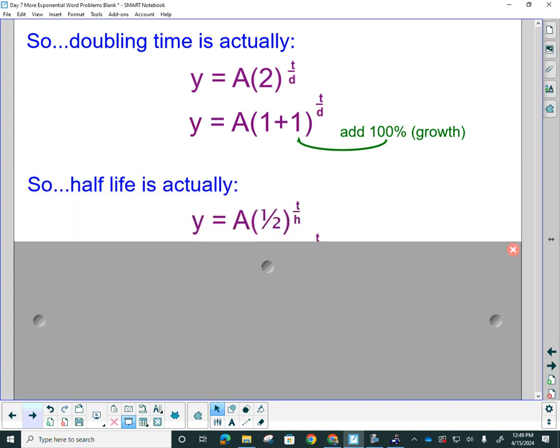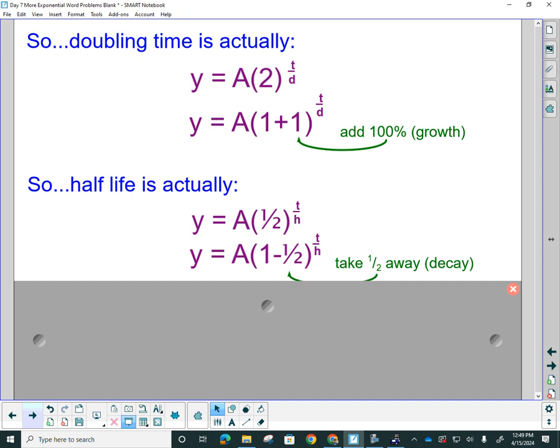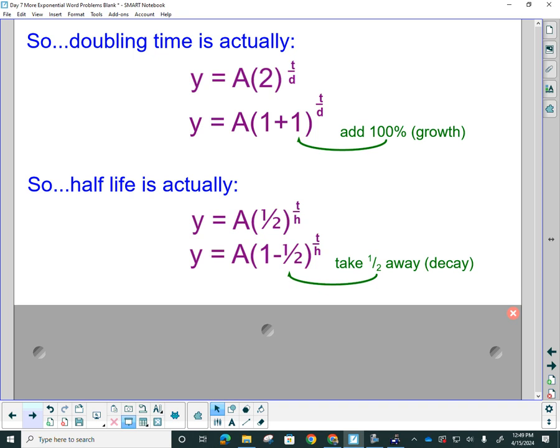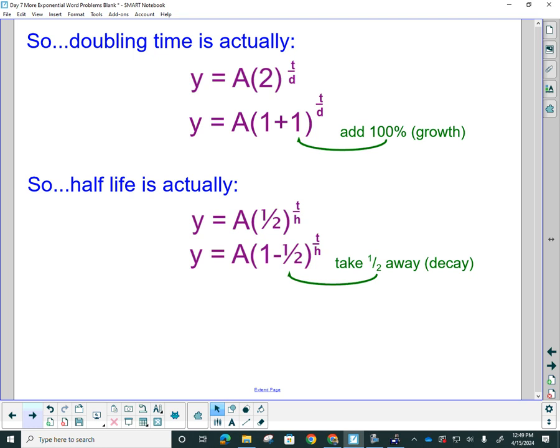Similarly, the half-life is a decay, but now you're not adding, you're subtracting. So you're taking a half away when you're doing the half-life. You start with your 100% and you're taking away half of it. And that's why the 1/2 actually comes from 1 minus 1/2. So the concept that we're doing today with a growth factor or a decay factor is actually not different. The first set of questions just had 1 plus 1, or 2, so it was doubling, or 1 minus 1/2, just doing half-life. But today we're not going to do doubling, we're going to do a percentage.